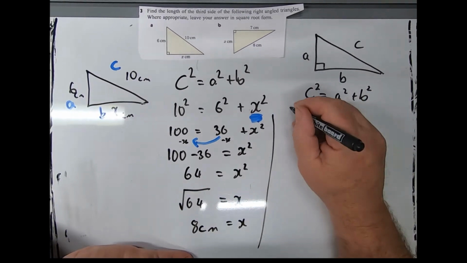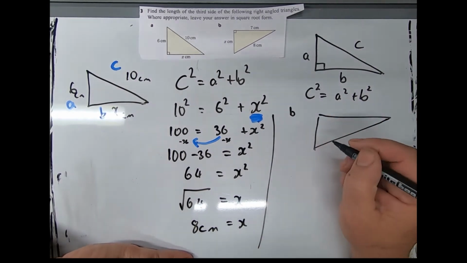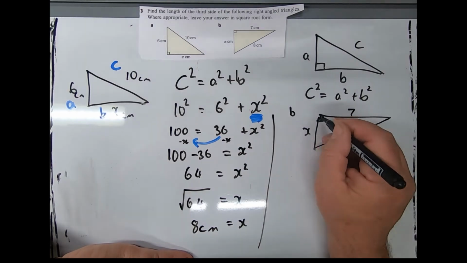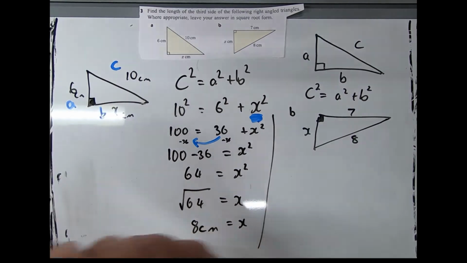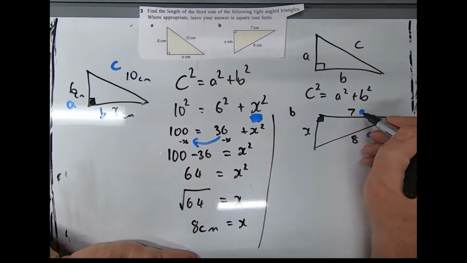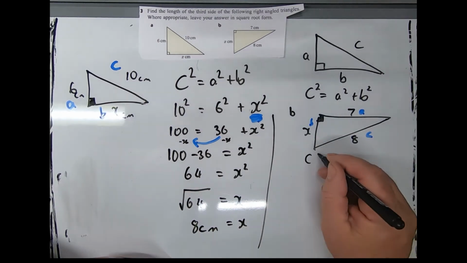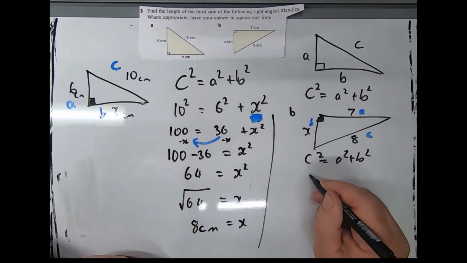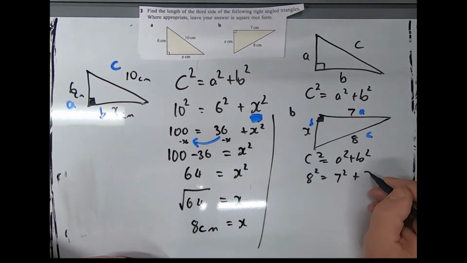Let's have a look at part B very quickly. I've got my diagram. X, 7, 8. I must remember to put the right angle in, just like I did here. I didn't forget, honest, did not forget. C, A, B. C is always the long side for me. C squared equals A squared plus B squared. So 8 squared equals 7 squared plus x squared.